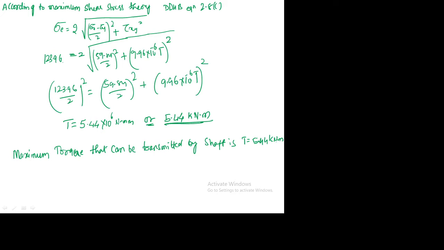A rod of 50 mm diameter is subjected to a compressive load of 20 kilonewton together with a twisting moment of 1.5 kilonewton meter.